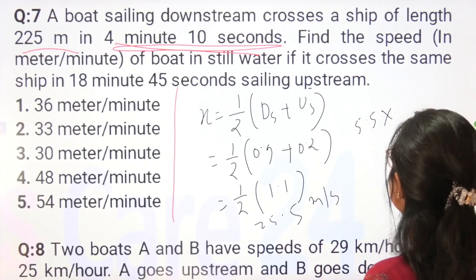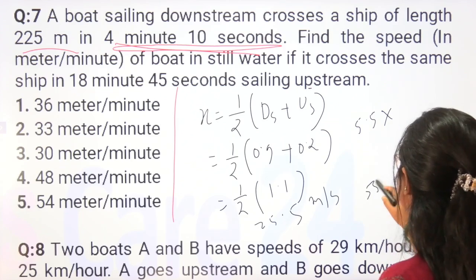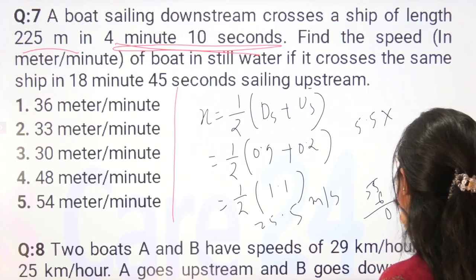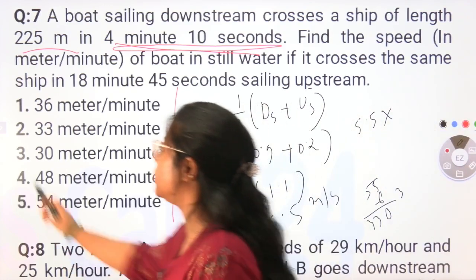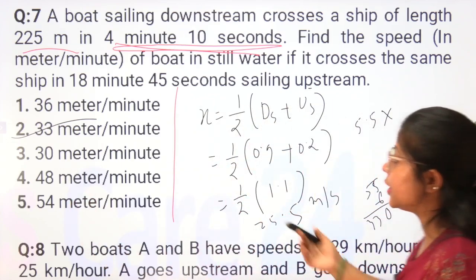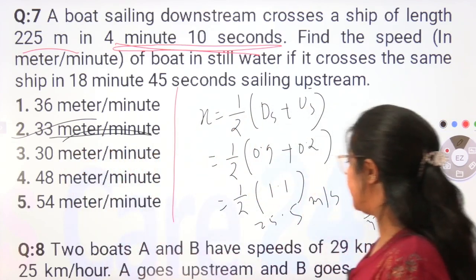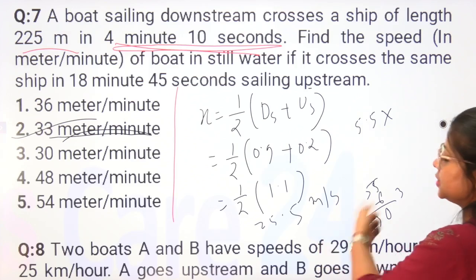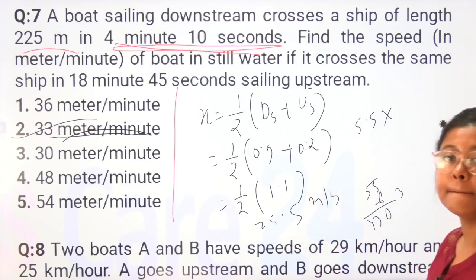60. So how much will I get? 33. So 33 meter per minute. I need to calculate the speed of that boat in meter per minute, and I'm getting my value as meter per second. So if I convert this meter per second into meter per minute, I'm getting my value as 33 meter per minute.